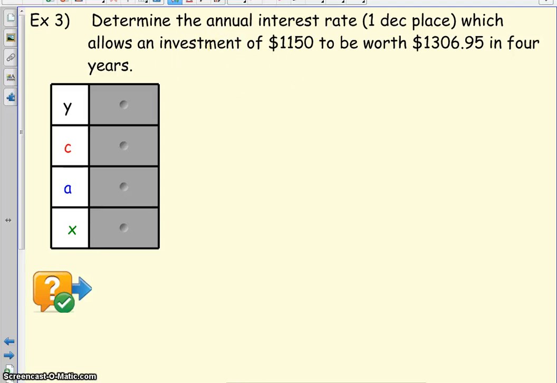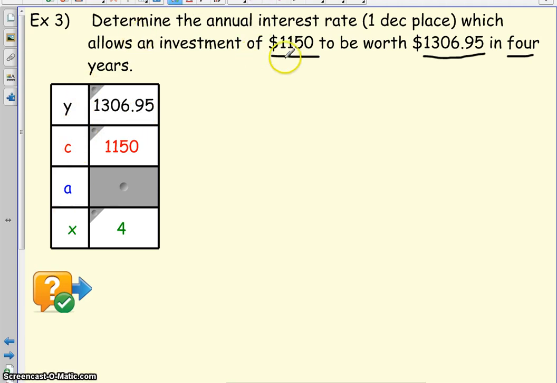So we're starting off with an investment here of $1,150, and it's going to be worth $1,306.95 in 4 years. So we already know our investment starts at $1,150, so that's going to be our c. We know it's going to end up at $1,306.95. That's going to be my final value, which is y. And we know it takes 4 years. So that tells me that I know y, c, and x.